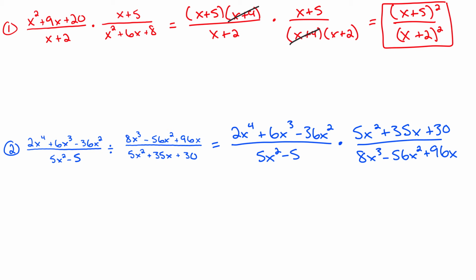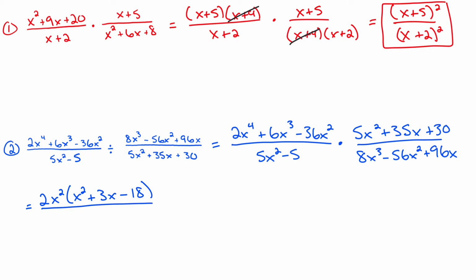All the leading coefficients, the 2, the 6, and the 36, are all even, so I can pull out a 2. I have an x to the 4th, an x to the 3rd, and an x squared. So they could all have an x squared pulled out of them. And that'll leave me with x squared plus 3x minus 18. That's divided by 5x squared minus 5.